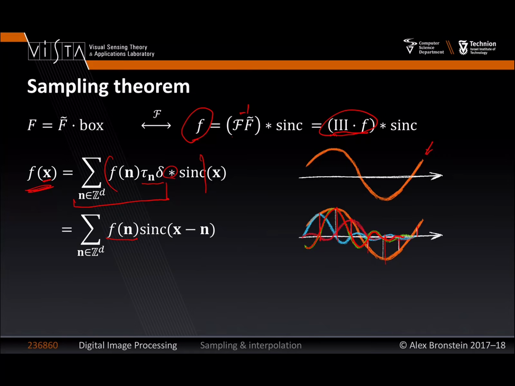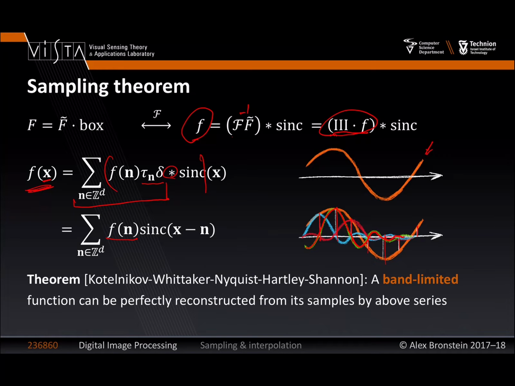So this identity tells us how to reconstruct a signal from the samples. And this is known as the sampling theorem. In the order of its publication, it should probably be attributed to Kotelnikov, Whittaker, Nyquist, Hartley, and Shannon. And I'm sure there are many other people who also discovered or used this theorem in their works. Everywhere in science and engineering, if the same result is discovered multiple times by different people, it means that it is of fundamental importance, right? And this is the case of the sampling theorem.